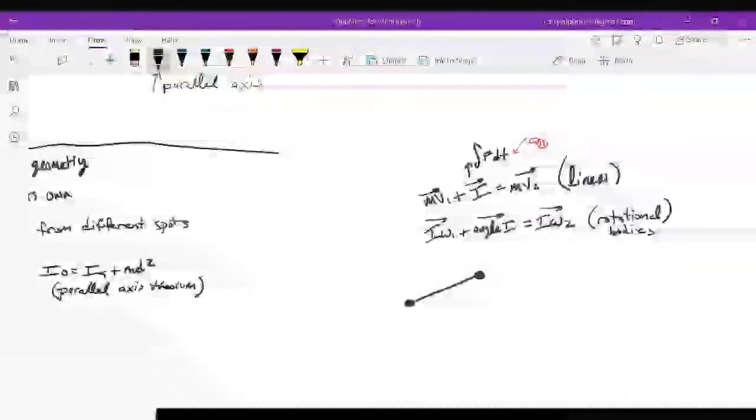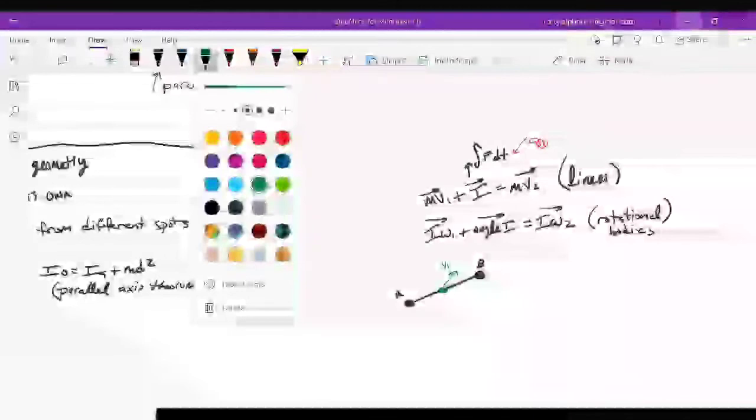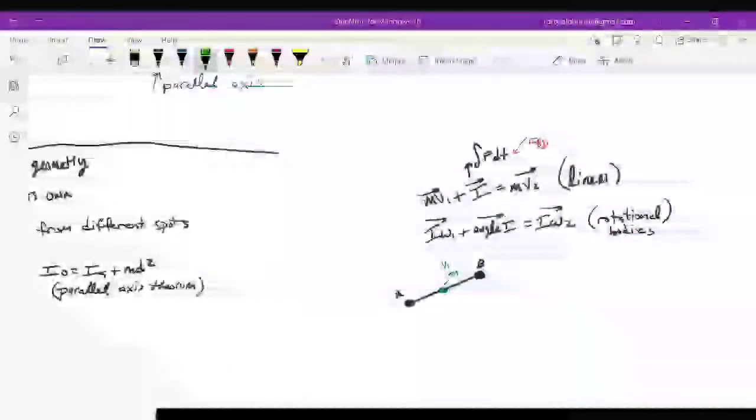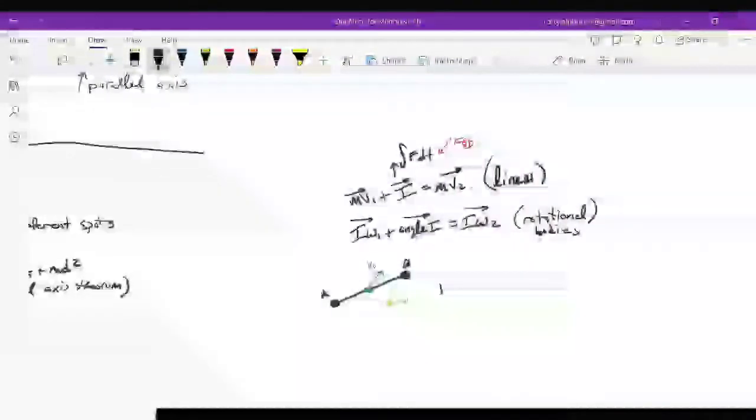So it looks something like this. If I have a body and I put two points A and B, and that body is translating, I'll put it in green. The center of mass is translating with a generic velocity vector 1, and it's also rotating with some angular velocity 1. I have to impulse it. Let's say I put a force on it right here, just like this.